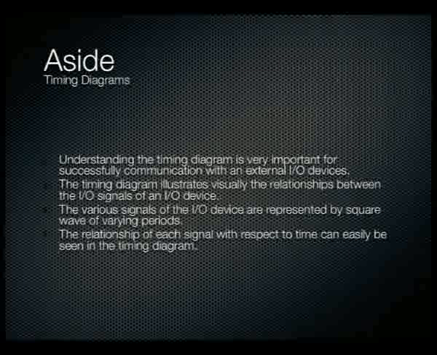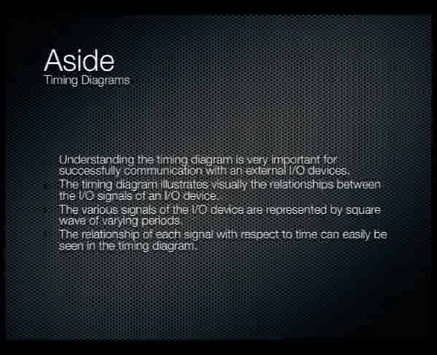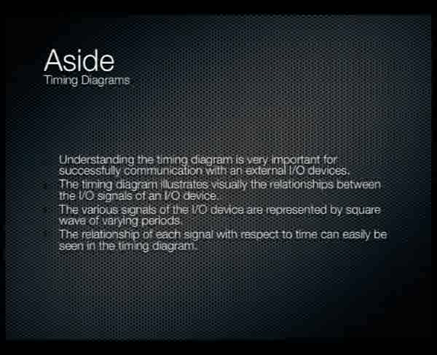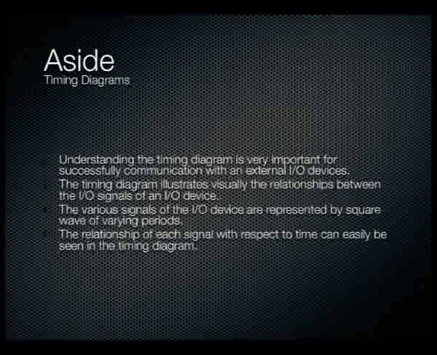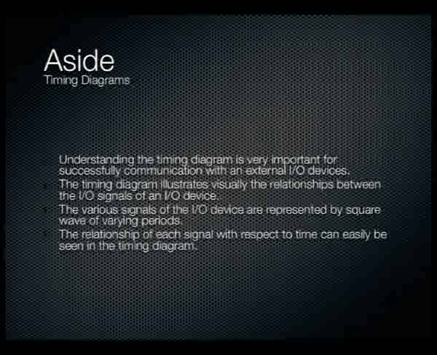The timing diagram illustrates visually the relationship between the I/O signals of an I/O device. The various signals of the I/O device are represented by square waves in a timing diagram of varying periods, and it's basically the relationship between corresponding signals that is the most important thing you've got to keep in mind. Of course, this relationship can be easily seen inside a timing diagram.